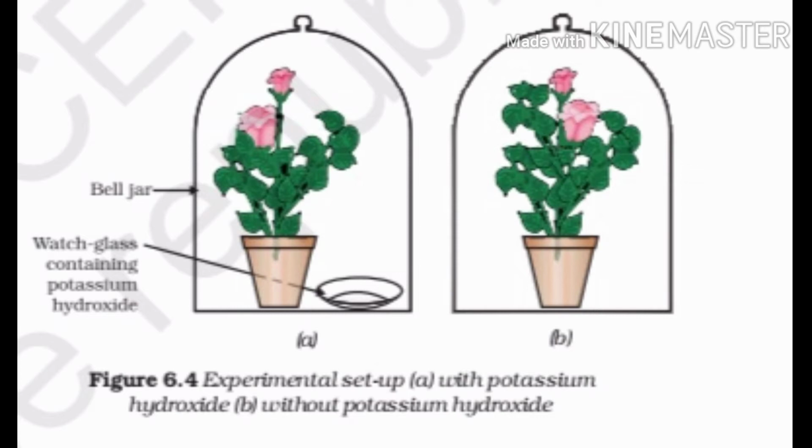Keep the plants in sun for 2 hours. Pluck the leaves from both the plants and do the iodine test as we studied in the previous activity. We'll observe that the starch tests positive in the leaf of the plant in which there was no potassium hydroxide, whereas the starch test is negative in the leaf of the plant in which potassium hydroxide was kept. This shows that carbon dioxide is necessary for photosynthesis.